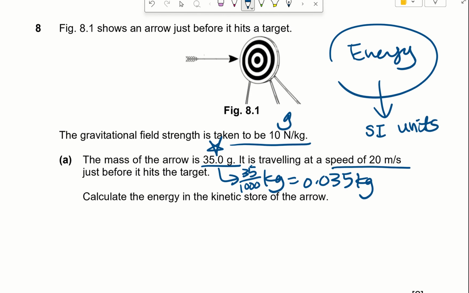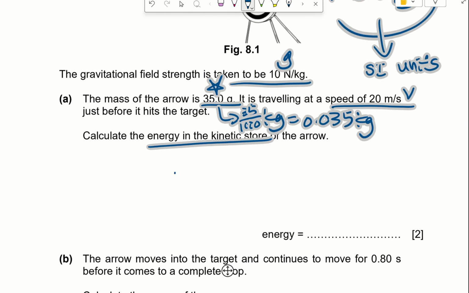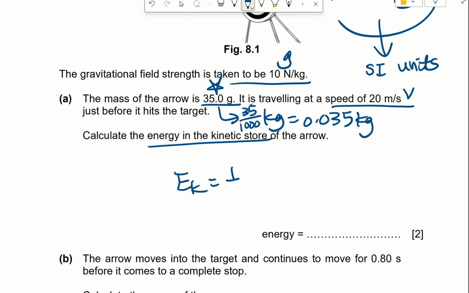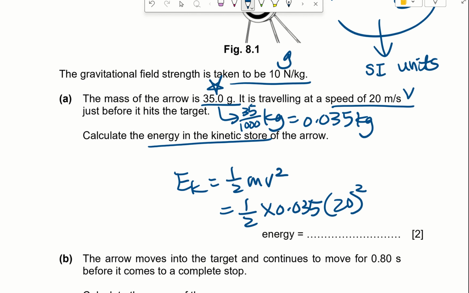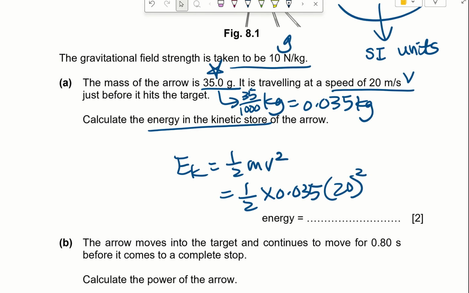So it's traveling at a speed of 20 meters per second. Yes, this is already in SI unit. So this is my v. Calculate the energy in the kinetic store. Simple. Ek equals half mv squared equals half times 0.035. Okay, so take note, everything needs to be in SI units for energy. The v is 20. Don't forget to add in the square. The square is only for the v. So if I do this, my answer, I will get 7.0 joules.